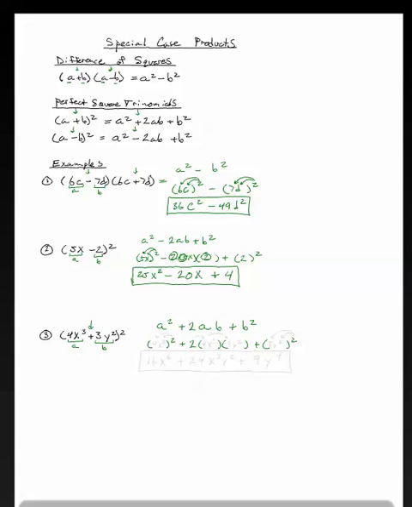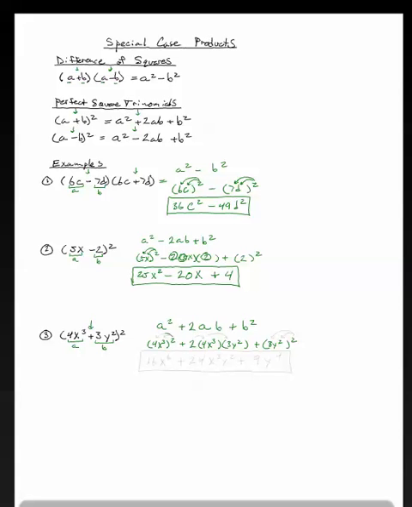Now everywhere I see an a, I'm going to write 4x cubed. So a squared is 4x cubed squared. 2a, that's 2 and then 4x cubed. My b gets replaced with 3y squared, and my b squared becomes 3y squared to the power of 2.